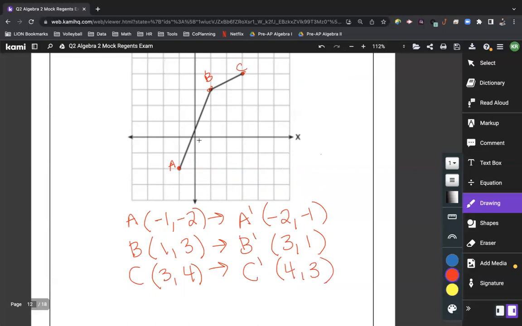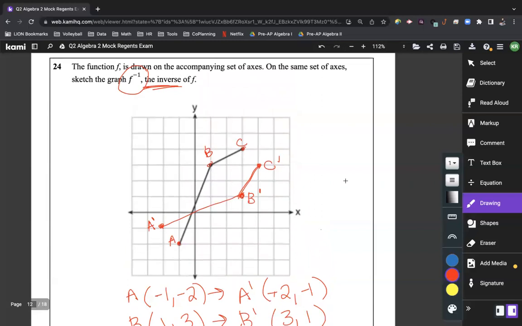All you had to do is plot it. -2, -1, A prime. 3, 1: 1, 2, 3, right here, B prime. Opposite, 4, 3: 1, 2, 3, 4, 1, 2, 3, C prime. Connect the dots. If you didn't connect the dots, you lost the point. Full credit. Done.